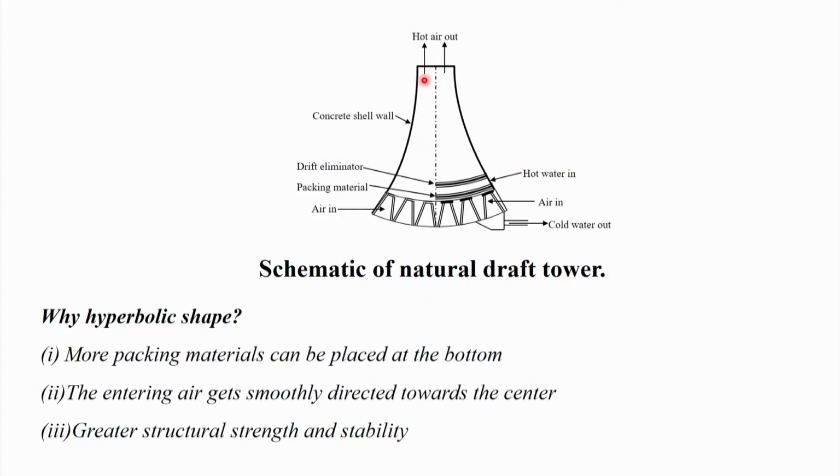As the shape of the cooling tower is hyperbolic, more packing material can be placed at the bottom, the entering air gets smoothly directed towards the center, and greater structural strength and stability is obtained, because at the bottom, at the ground level, the surface area is more.